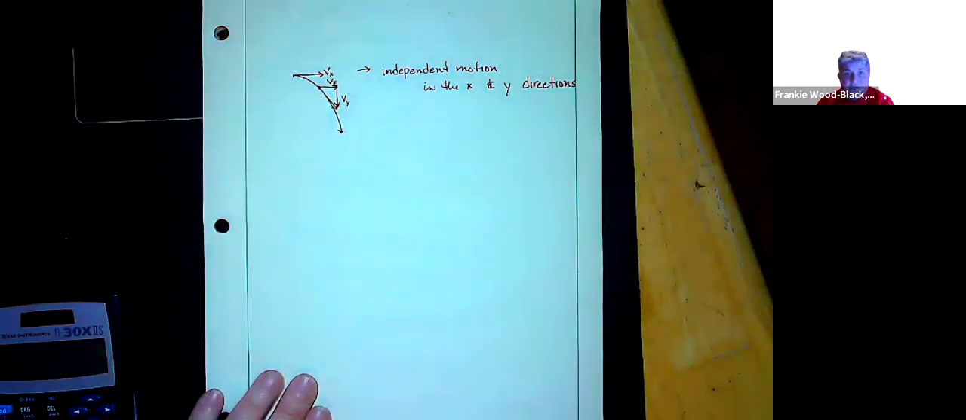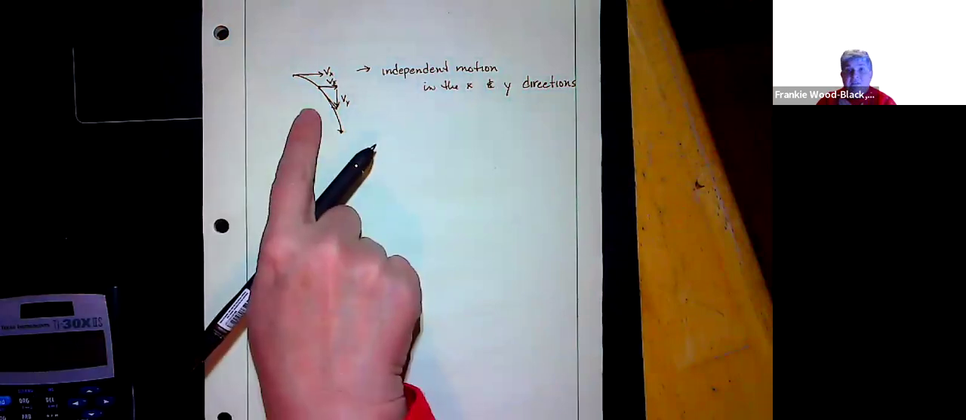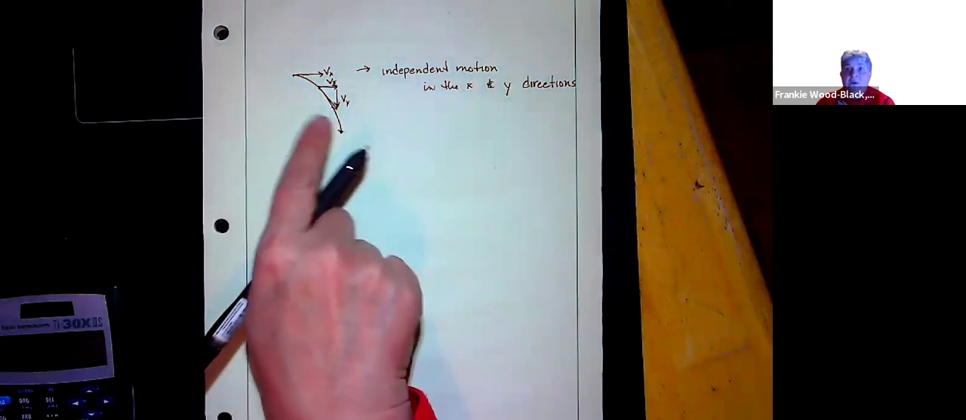Think of our train picture that we had last week, where we were looking at the train. I could be jumping up and down on the train all the time, and it looks like I'm just going up and down. But we know the train is progressing down the track. So I'm moving both in the X and Y direction. That's exactly what's happening here. We're moving both in the X and Y direction.